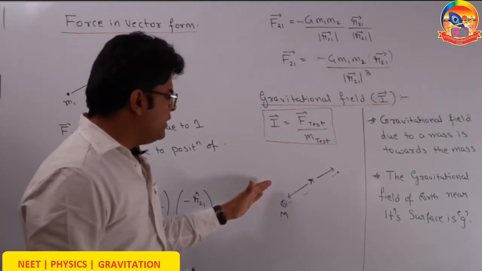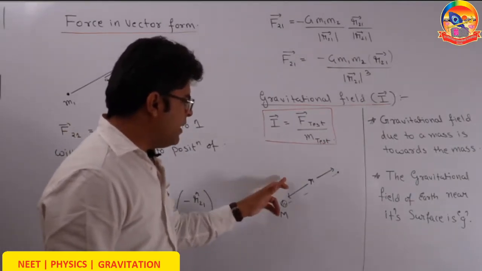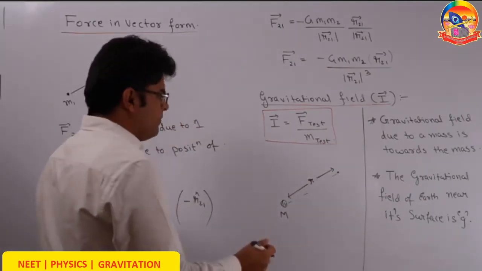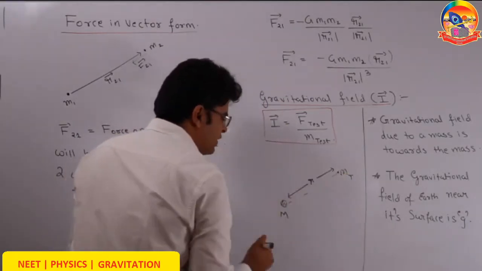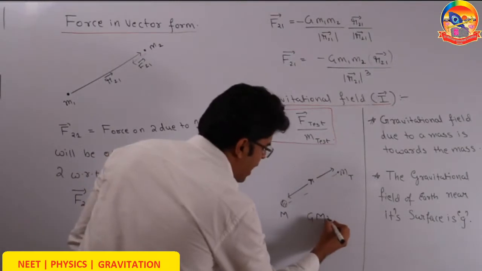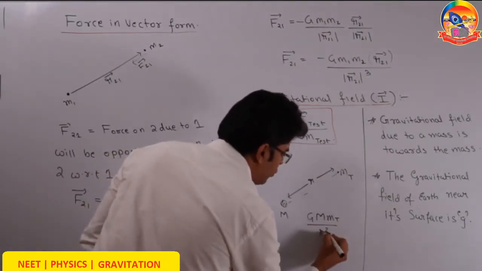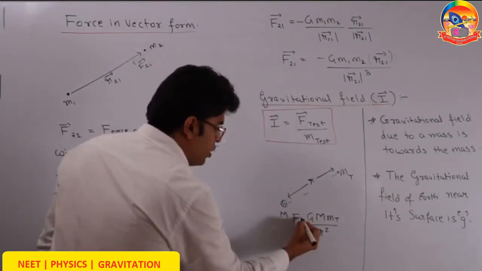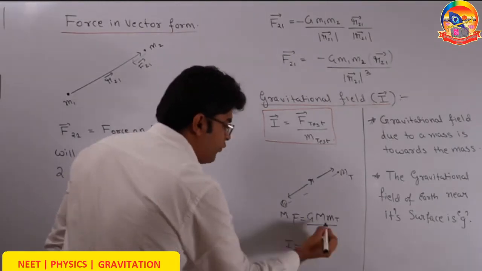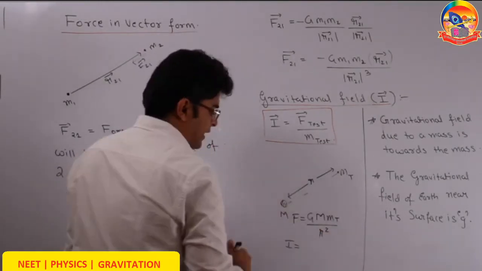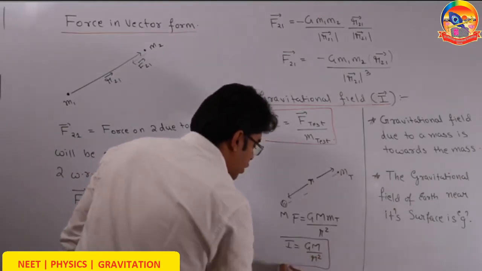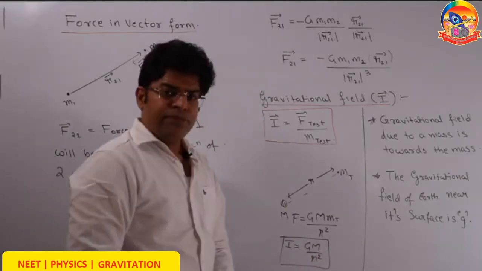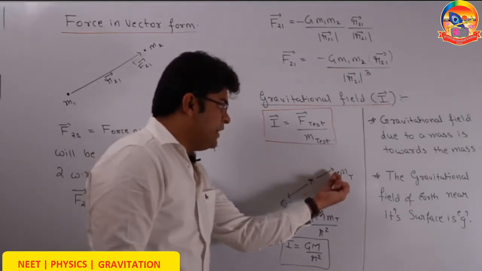Now how to write the gravitational field because of a mass m at distance r? Procedure is simple. Place a test mass here, let's call it mt. The force acting on this test mass will be G m mt by r square. This is the force. So the field has to be the force acting on the test mass divided by test mass. That comes out to be G m by r square. Notice that the force is attractive in nature.